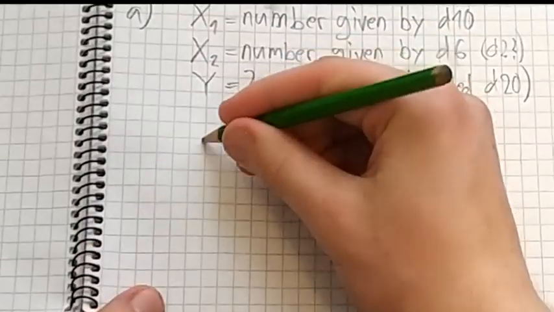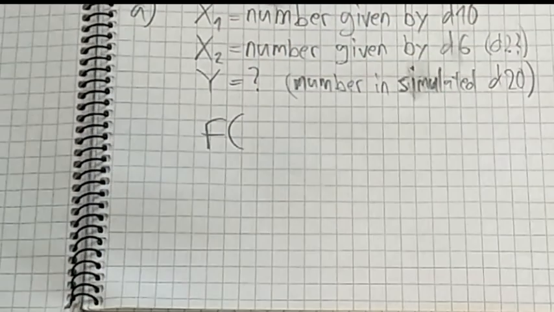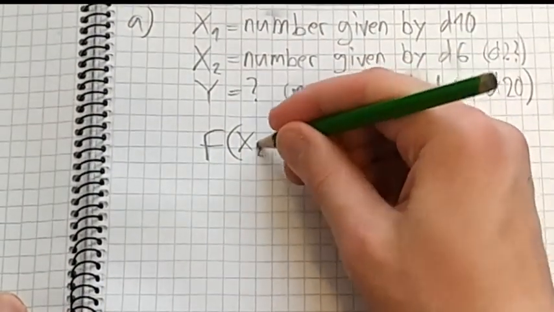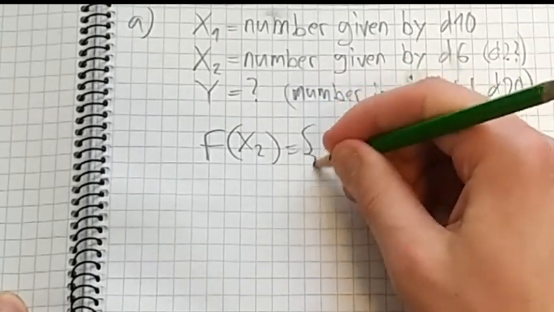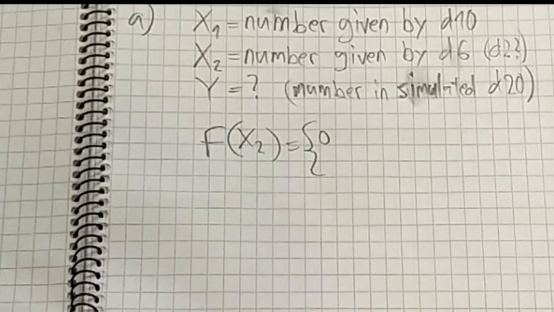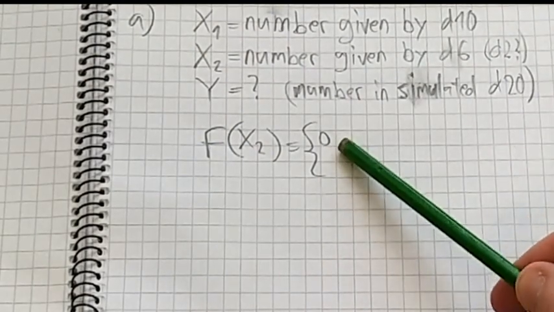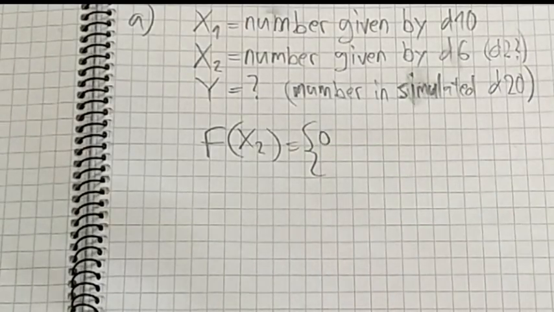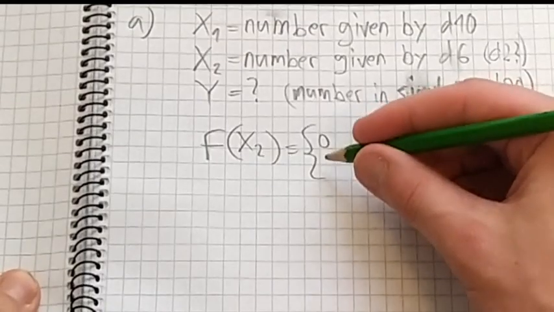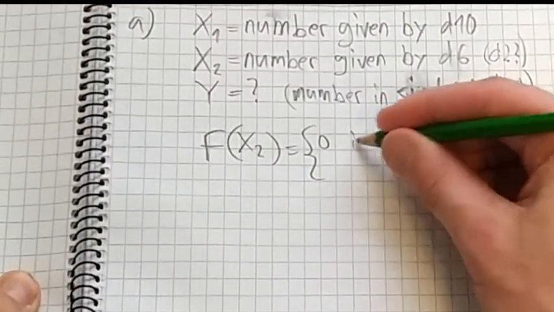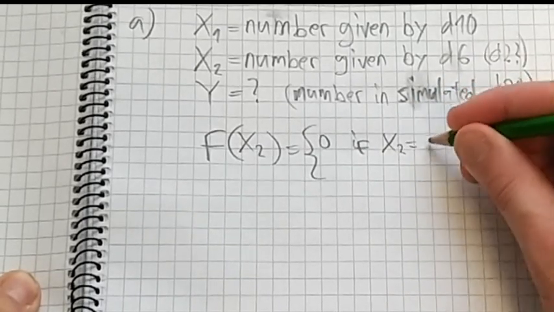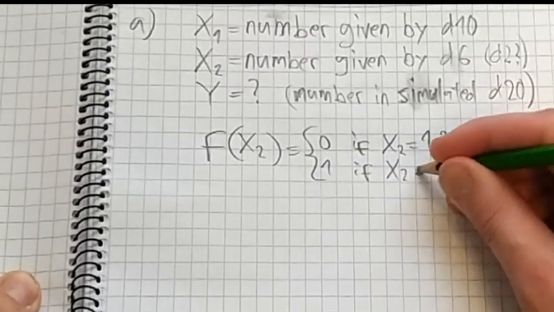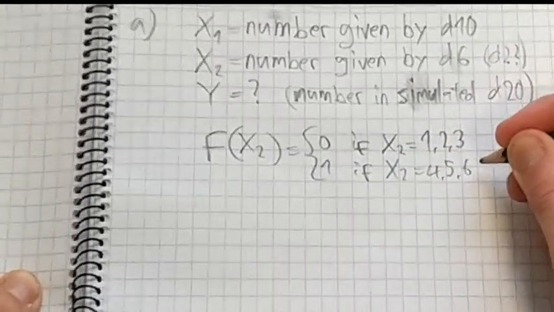So we will make a function f of x2, and we will also make the minus one adjustment so that we directly map into numbers 0 and 1, just to make the future things a little bit easier. So f of x2 is 0 if x2 equals 1, 2 or 3, and 1 if x2 equals 4, 5 or 6.